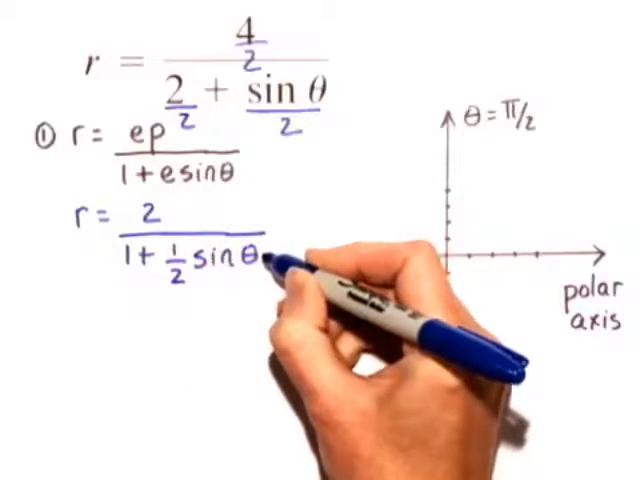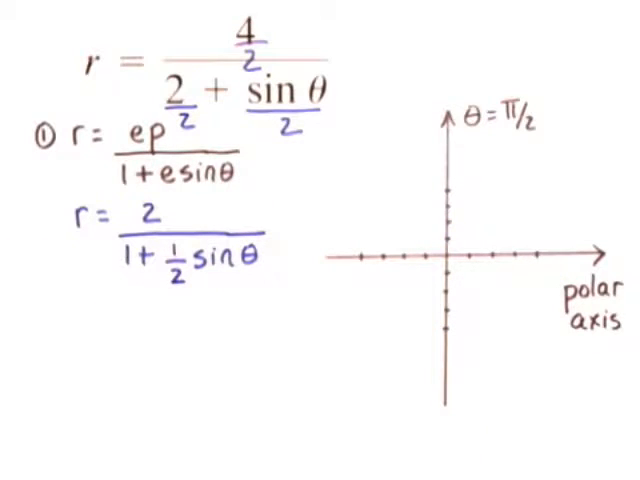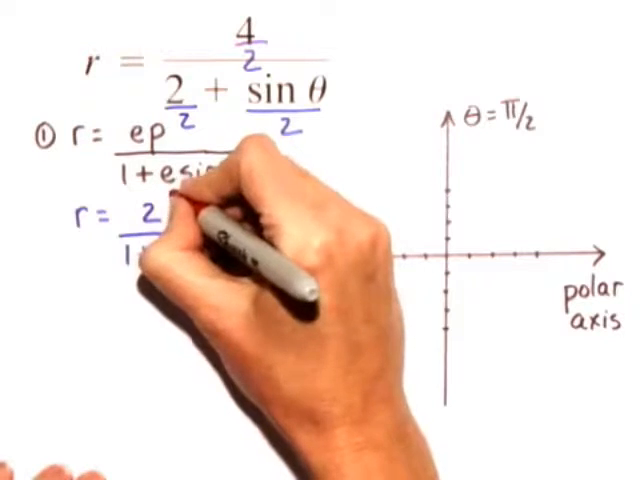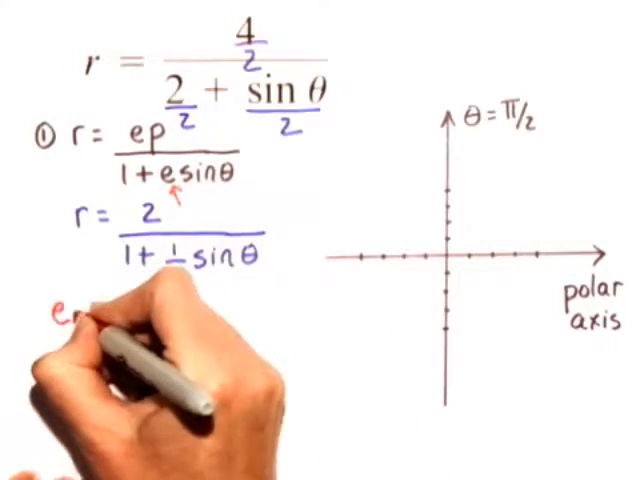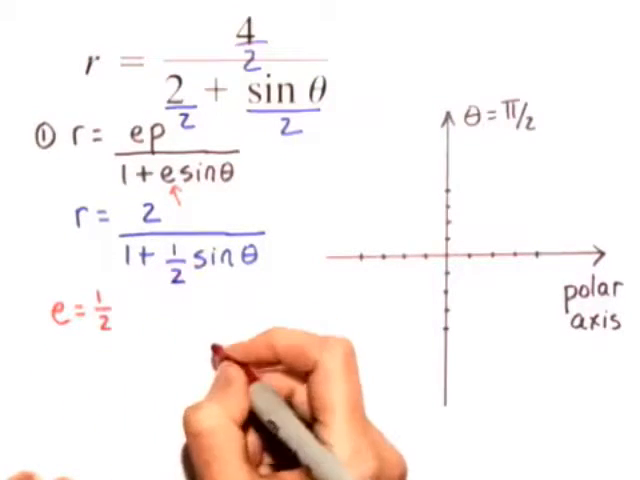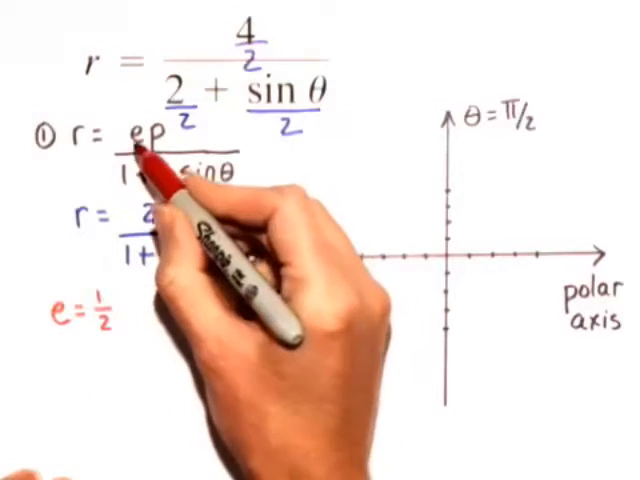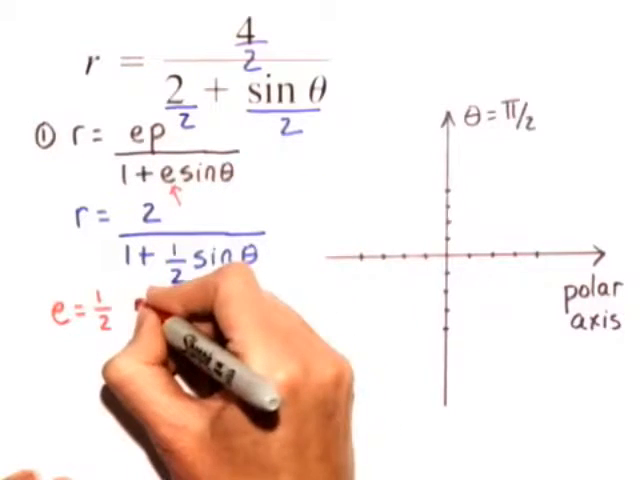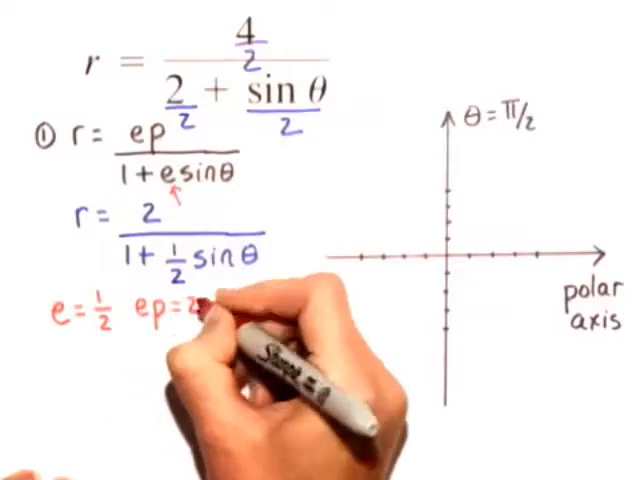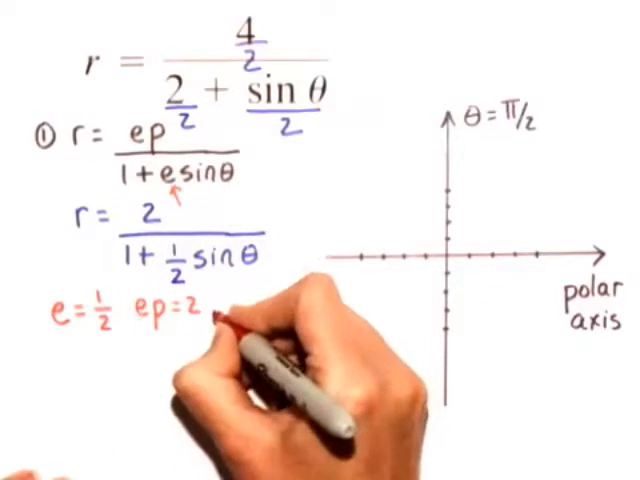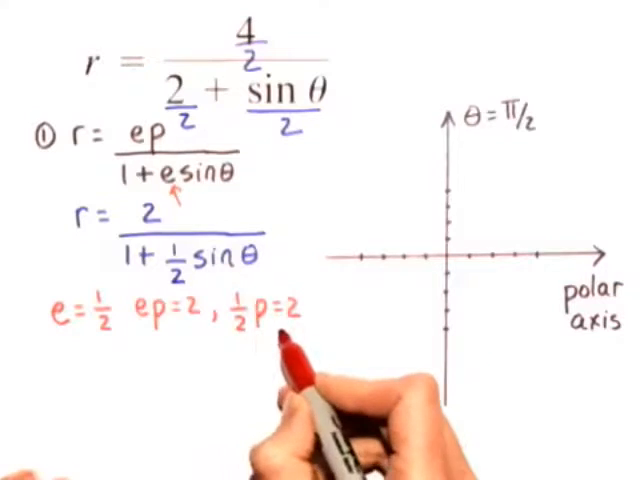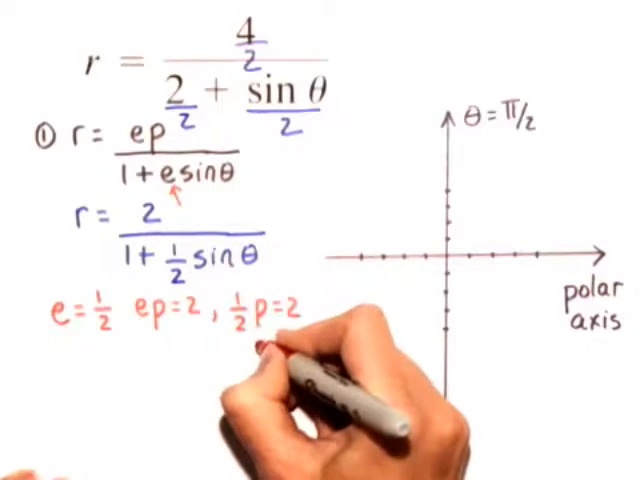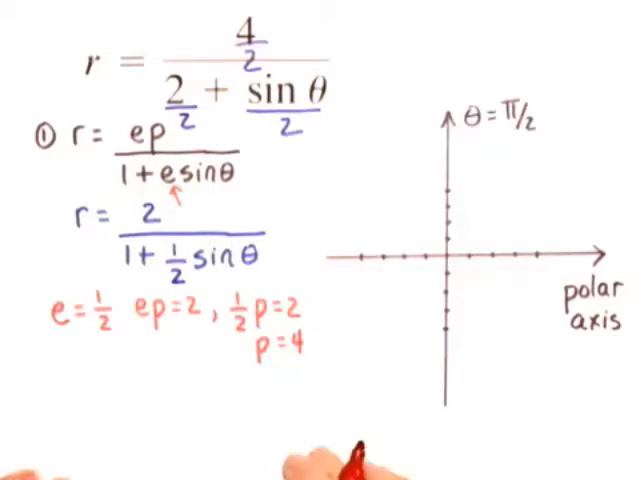Now let's compare this equation to the standard form, and we can see that our e right here is equal to 1/2. So we can say that e is equal to 1/2, and e times p is equal to 2. If we substitute 1/2 in for e, then we get 1/2 p equals 2, and if I multiply both sides of the equation by 2, I get p equals 4.